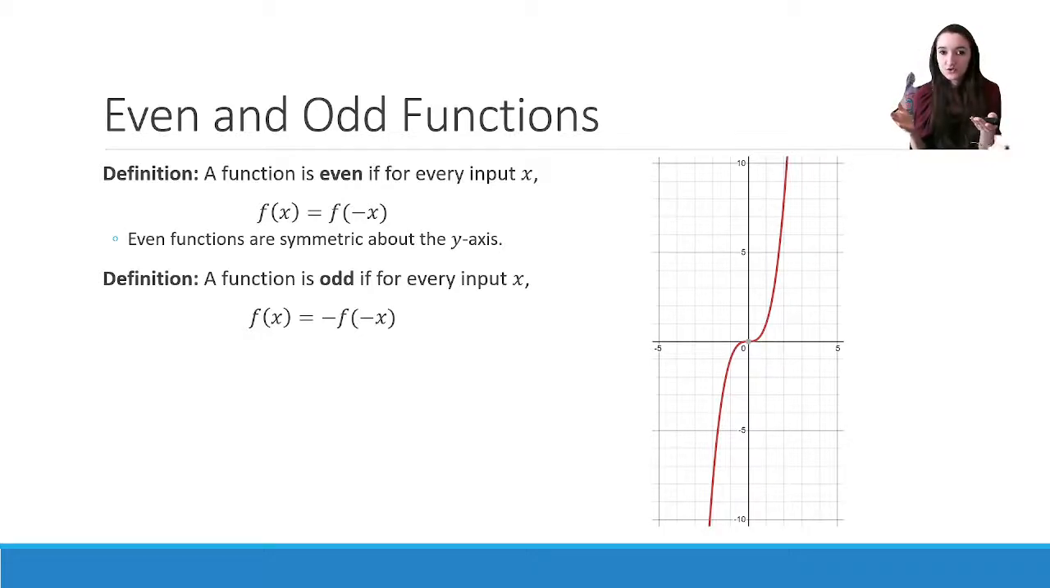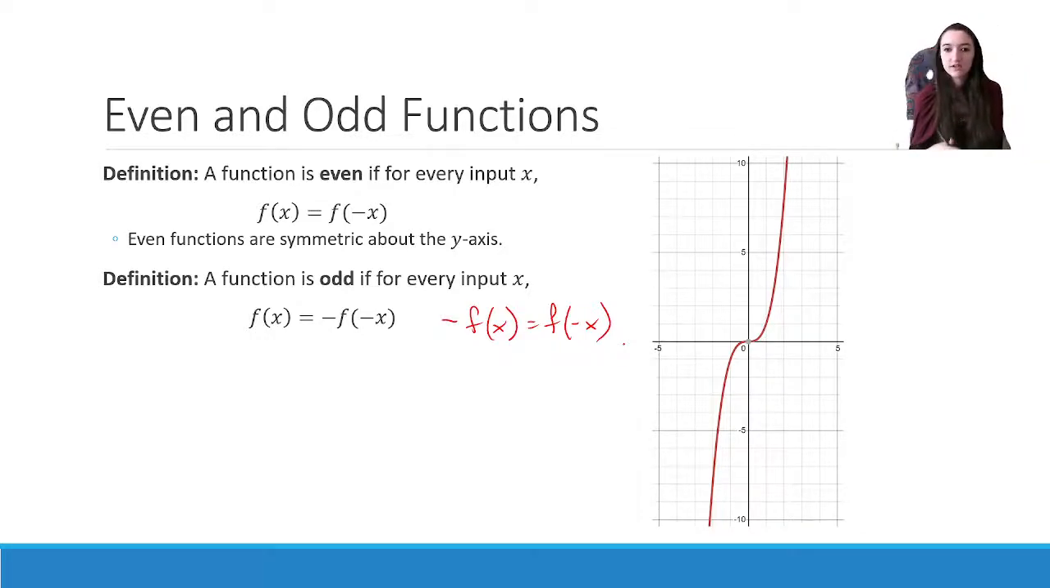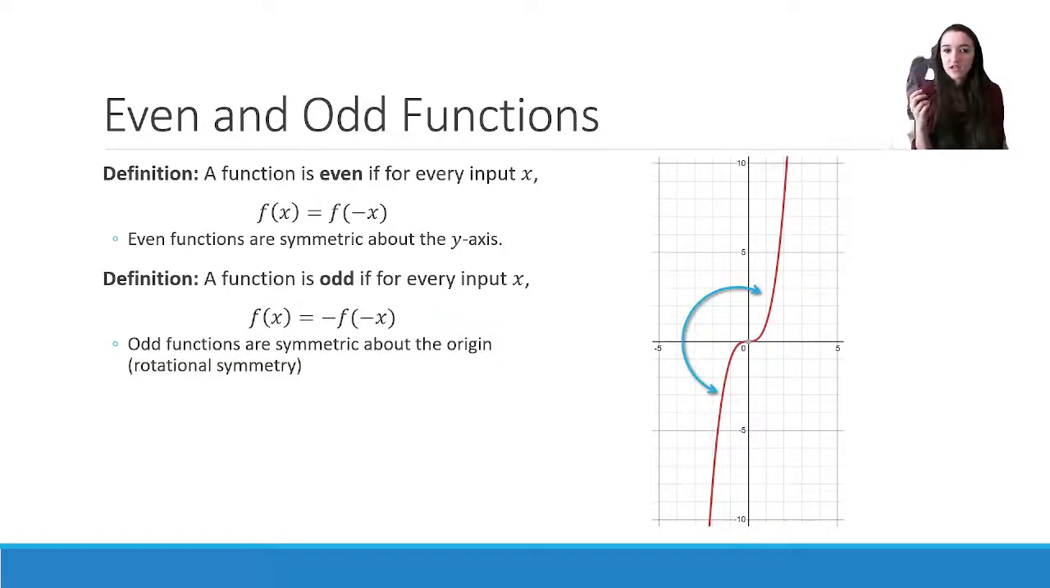But an odd function, on the other hand, by definition is f of x equals -f of -x. We can also sometimes say, or we can always say, -f of x equals f of -x. These are the same thing, so whichever way you like to think of it doesn't matter. So what's special about an odd function is odd functions have origin symmetry or rotational symmetry, which means that if I was to pick up this graph and turn it 180 degrees, then it would be exactly the same, right?